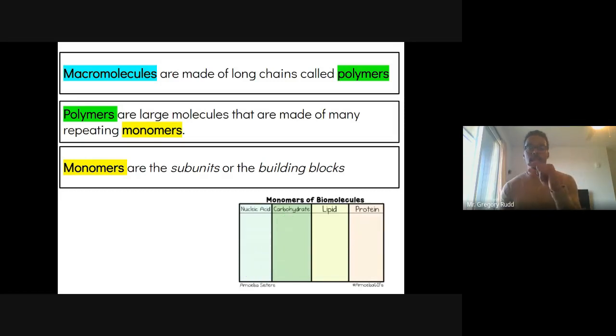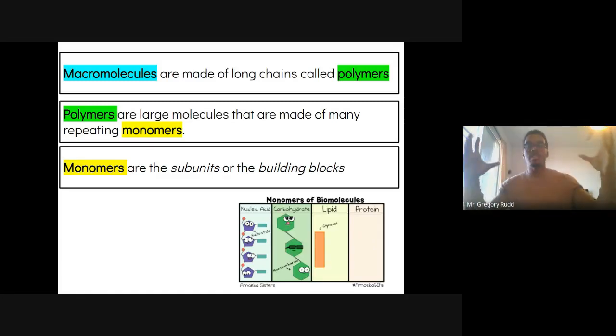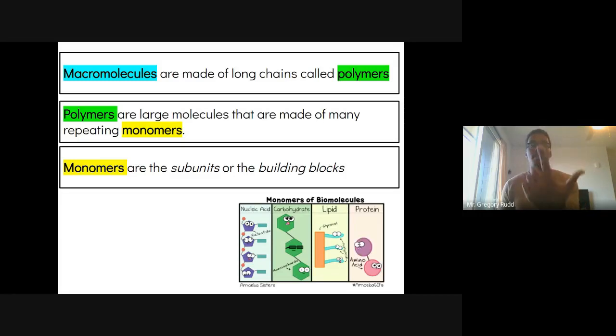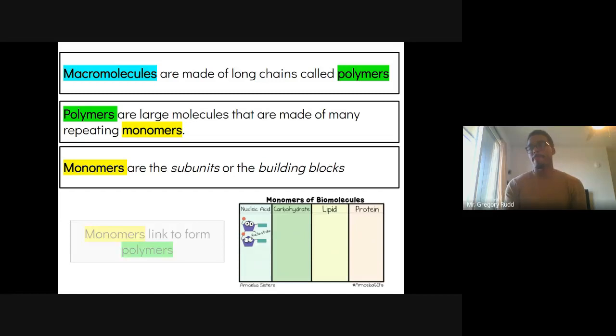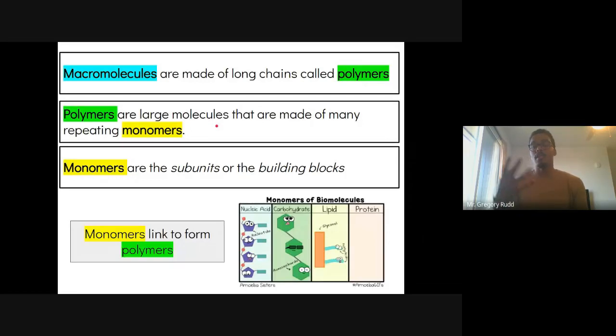So the monomers are the individual Lego pieces, the individual building blocks, the individual subunits. And the polymers are the macromolecules themselves. They are the carbs, the lipids, the nucleic acids, or the proteins. Each one of those macromolecules has its own monomer, and we can see that pretty well in the image in the bottom right.